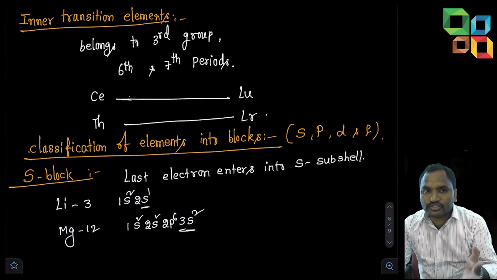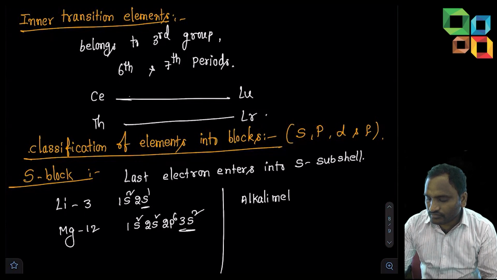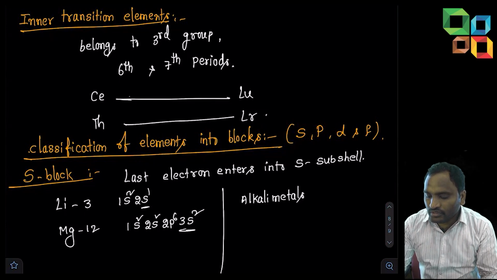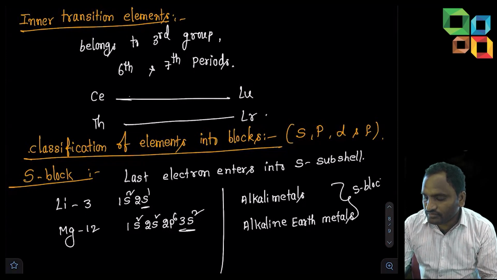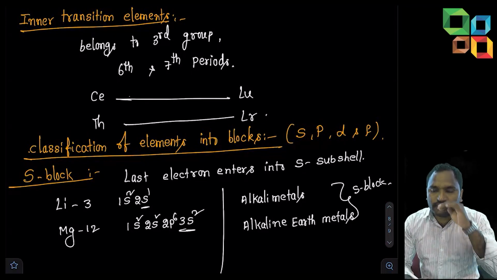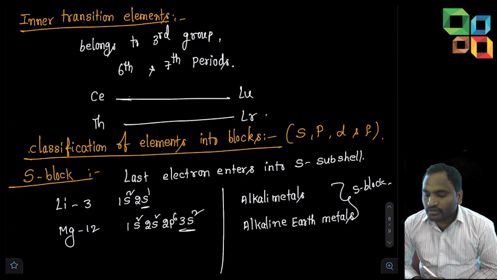So groups 1 and 2, alkali metals and alkaline earth metals, come under S block. In both cases the last electron enters into the S subshell, so they are called S block elements.